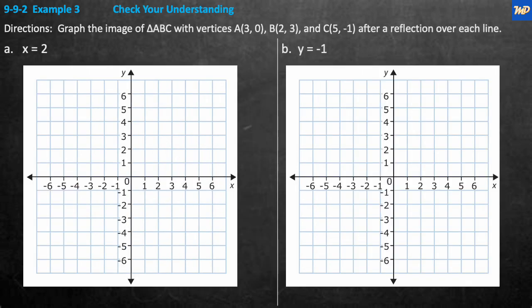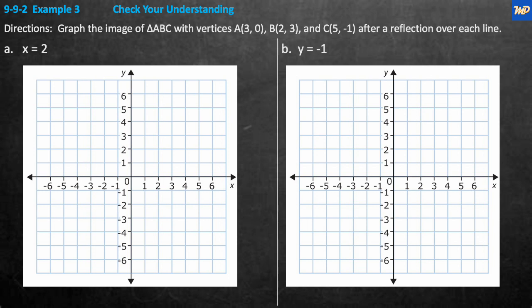Okay, graph the image of triangle ABC with vertices A equals 3, 0, B equals 2, 3, and C equals 5, 1, after a reflection over the line x equals 2. I guess you could do it however you want to do it. I like getting the points out and then flipping the points from there. You don't have to draw the image, but it makes it nice to see. They're triangles.